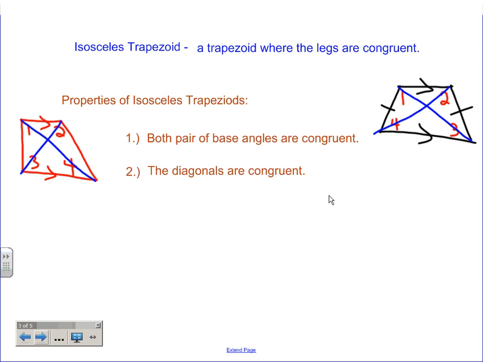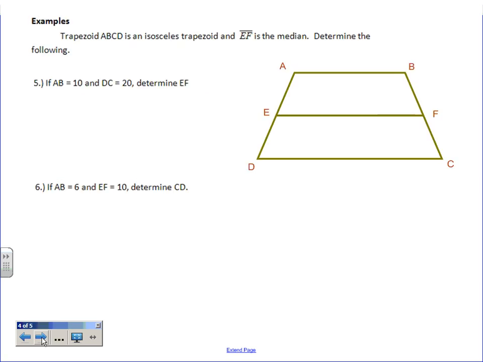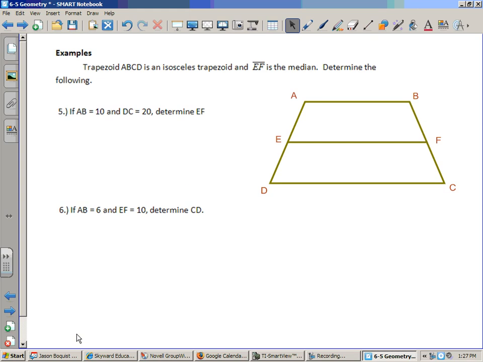Any questions about the isosceles trapezoid? All right, so I'm going to pause this then, and I'm going to let you go and try and do 5 through 8, is it? Down at the bottom there, because I've talked enough. I'll come back in a bit.